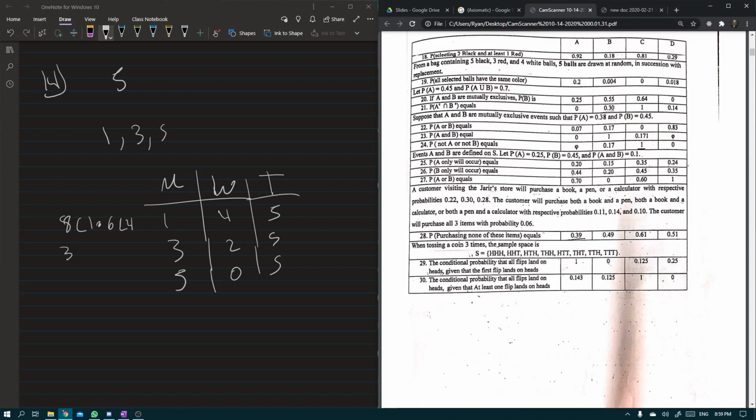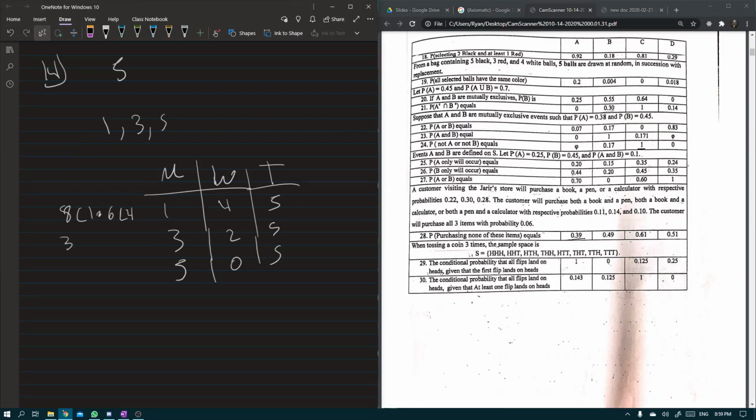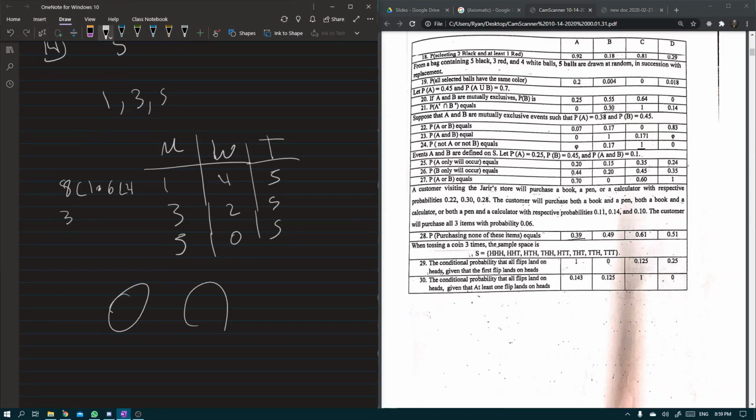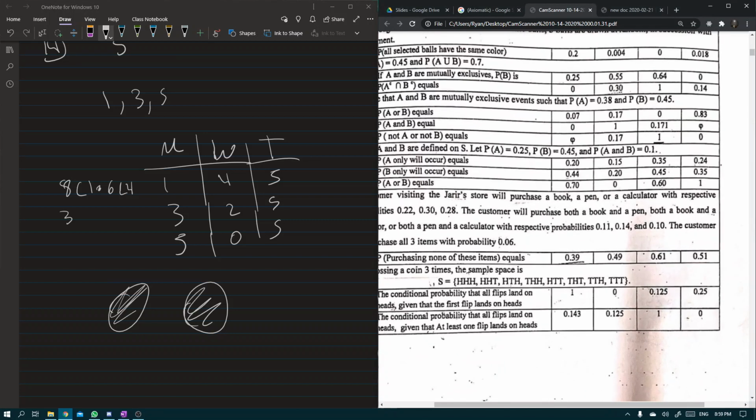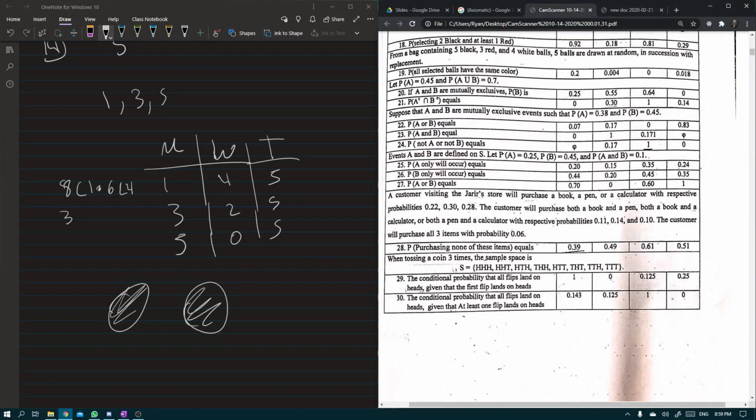Okay, number 20. If A and B are mutually exclusive events, what is the probability of B? A union B, because they're mutually exclusive, is the probability of A plus the probability of B. So the probability of A union B is 0.7, minus 0.45, it's going to be 0.25.